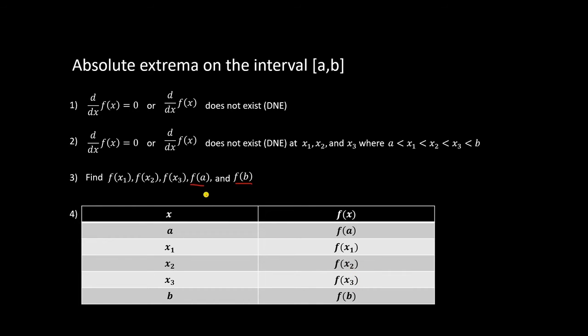By the way, here's one small thing that people often mess up. When a question asks you for where the absolute extrema occurs, you list x values. If it asks you for what the extrema are, you list y values.